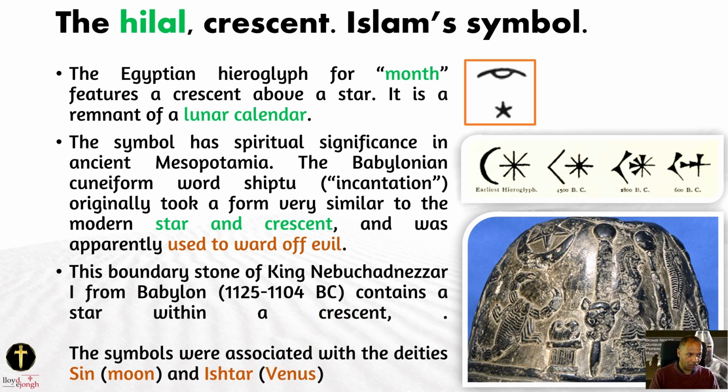Let me just move myself over. So the symbols are associated with Shin, the moon, and Ishtar, Venus. Venus, of course, is the morning star. And you've got Shin, the Babylonian moon god. Shin was also the national deity of, well, southern Arabia, Yemen. So let's continue.